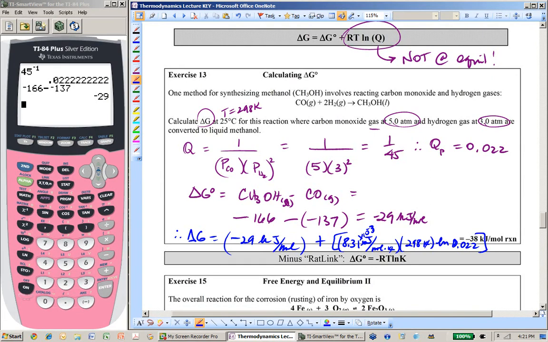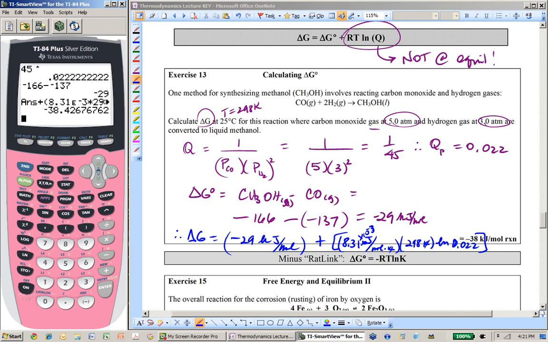So I've got my negative 29 still sitting there in my calculator. Add to it, parentheses, 8.31 second EE minus 3. Again, that's me changing joules to kilojoules so that I can do a legal addition maneuver here. Times 298 times the natural log of 0.02222, however many I want to put in there. I'm going to go ahead and close that paren. I don't think I have to, but just for good measure. And I get negative 38.